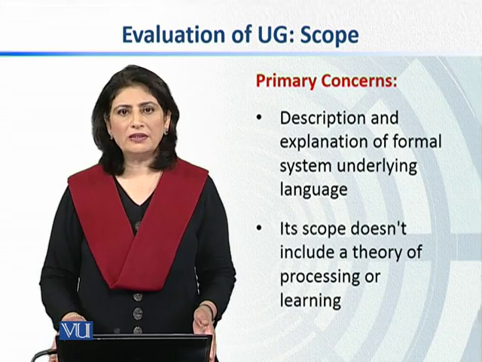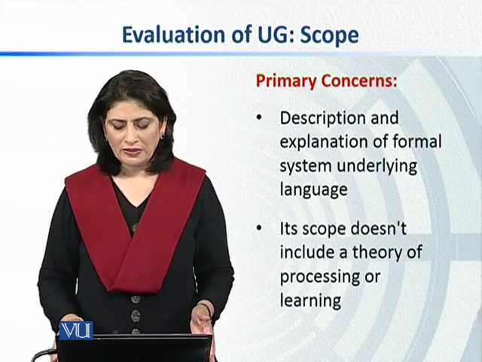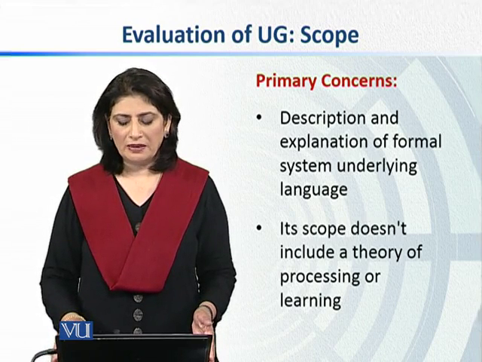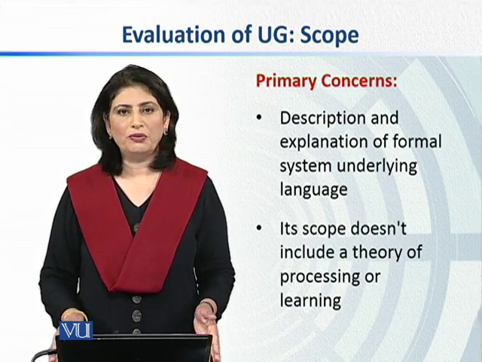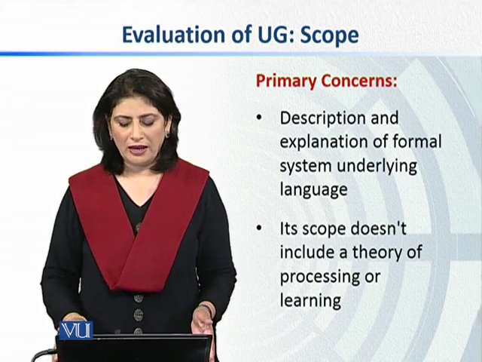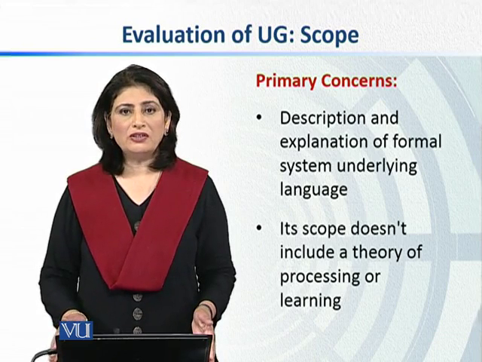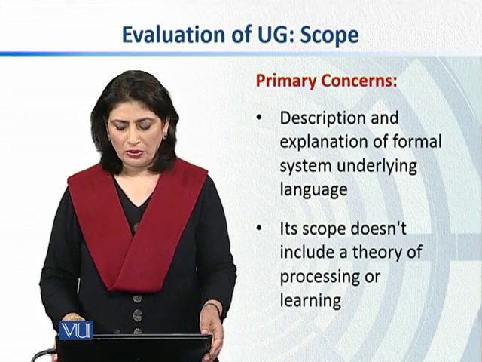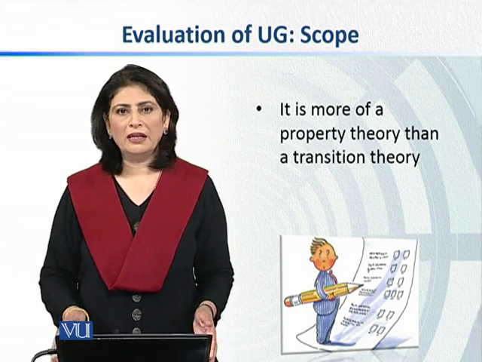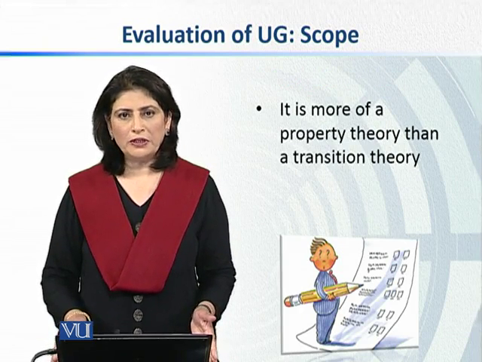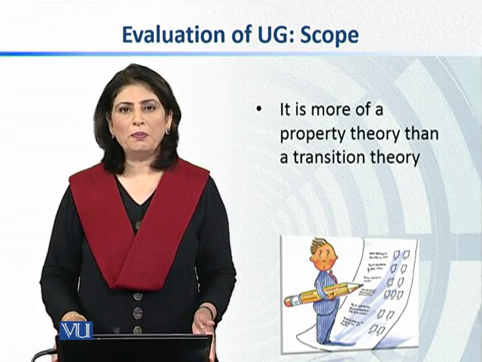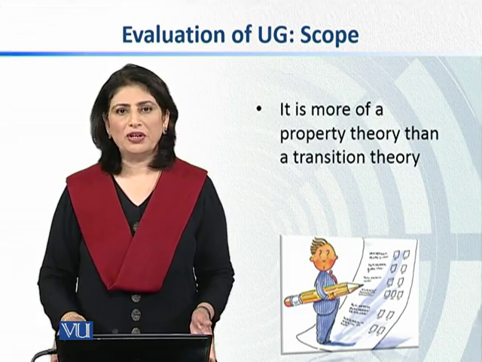The primary concern of universal grammar, let me remind you, is only the description and explanation of the formal system that underlies language, and its scope does not include a theory of processing or learning. That is, how does learning take place? It does not concern itself with that. So it is more of a property theory than a transition theory.